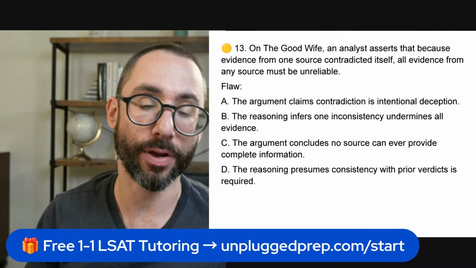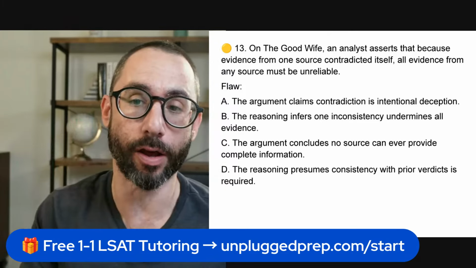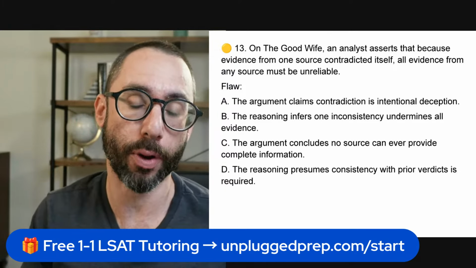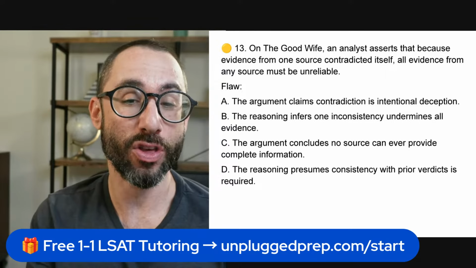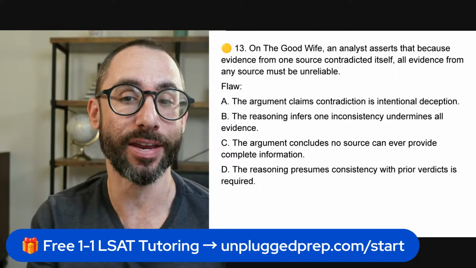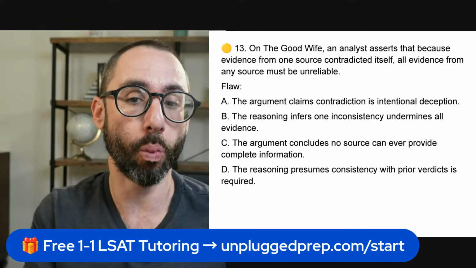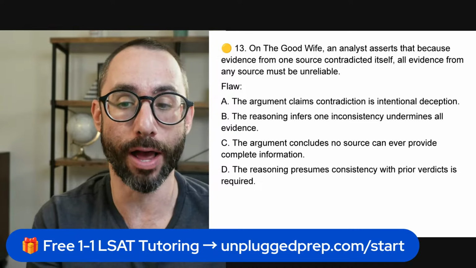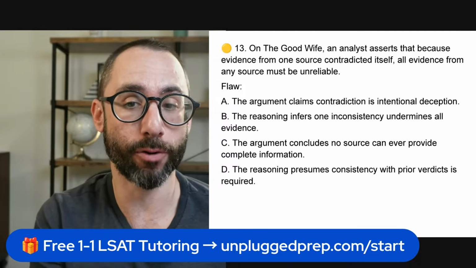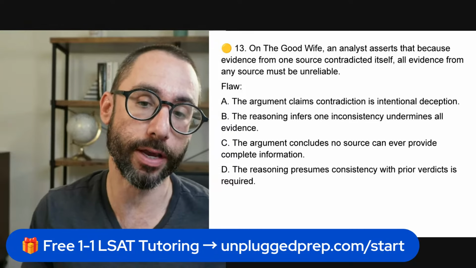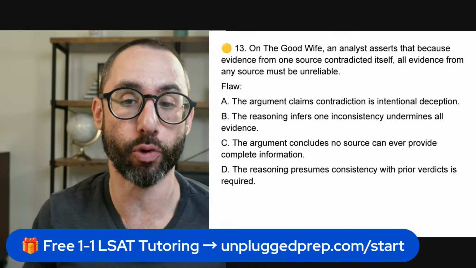On The Good Wife, an analyst asserts that because evidence from one source contradicted itself, all evidence from any source must be unreliable. What is the flaw? A, the argument claims contradiction is intentional deception. B, the reasoning infers one inconsistency undermines all evidence. C, the argument concludes no source can ever provide complete information. Or D, the reasoning presumes consistency with prior verdicts is required.